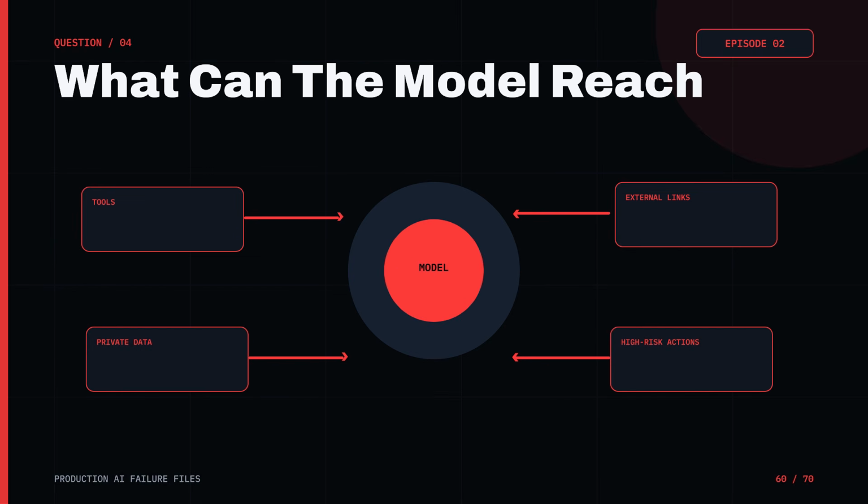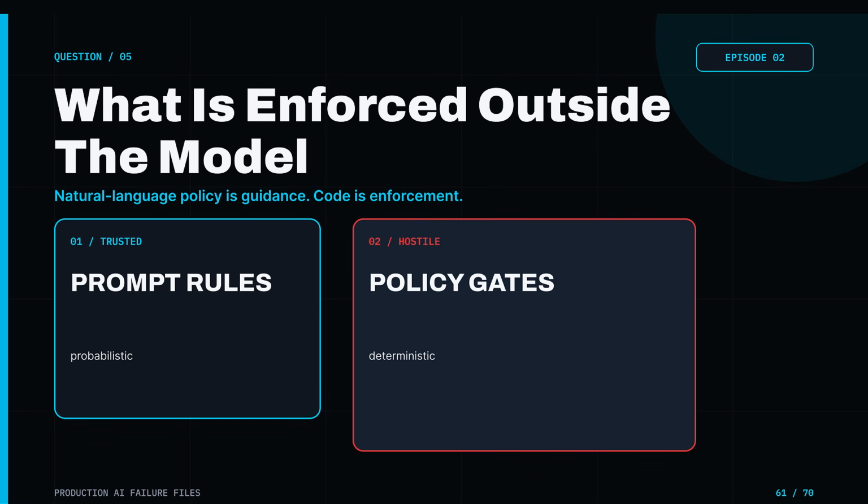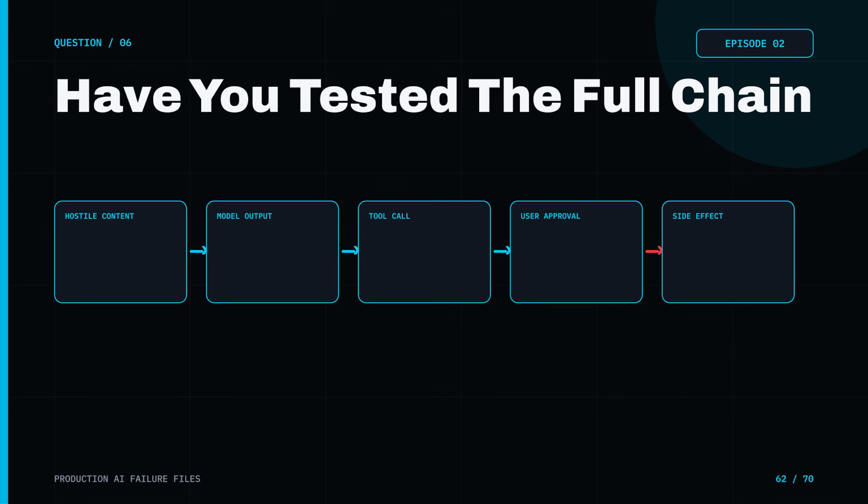Question 4. What sensitive data and consequential actions can the model reach with its current credentials? Question 5. Which security decisions are enforced by deterministic code rather than natural language instructions? Question 6. Have you tested the full chain from hostile content to model output, tool call, user approval, and final side effect? If the answer to any of these questions is unclear, your prompt injection risk is also unclear.